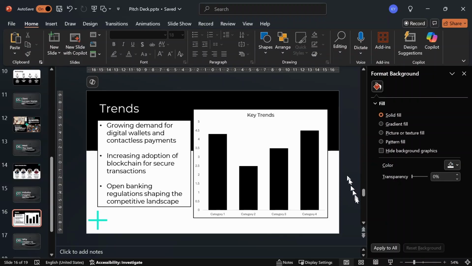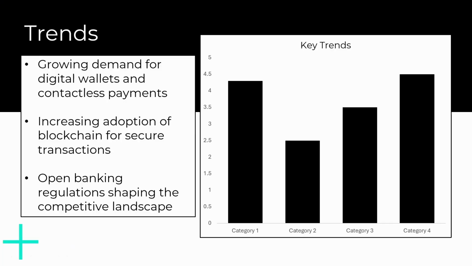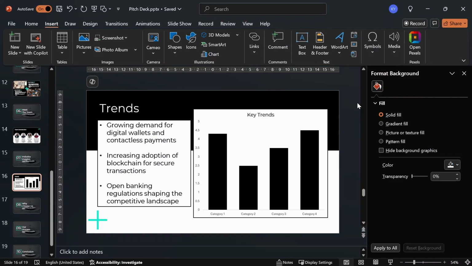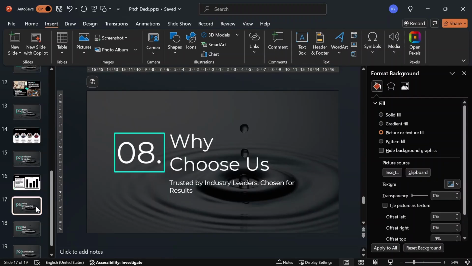And our trends chart slide is done. So once again, take a look at it. It looks good. Escape to exit and we are done with the trends slide. Now that we're done with the trends, we're going to go to why choose us.